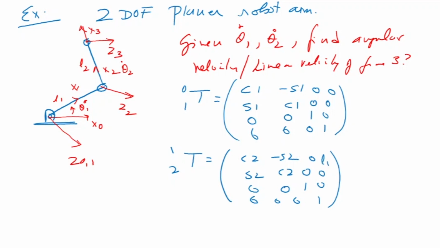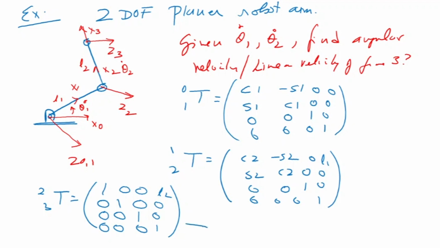The third one is T23, which is identity rotation, 1 0 0, 0 1 0, 0 0 1, with L2 as the translation. Please note that frame 2 and frame 3 are in the same direction, but there is only a shift of a distance L2 in the x direction. There is no rotation between frame 2 and 3, only a translation. There is a rotation between frame 1 and 2, but no rotation between frame 2 and 3.